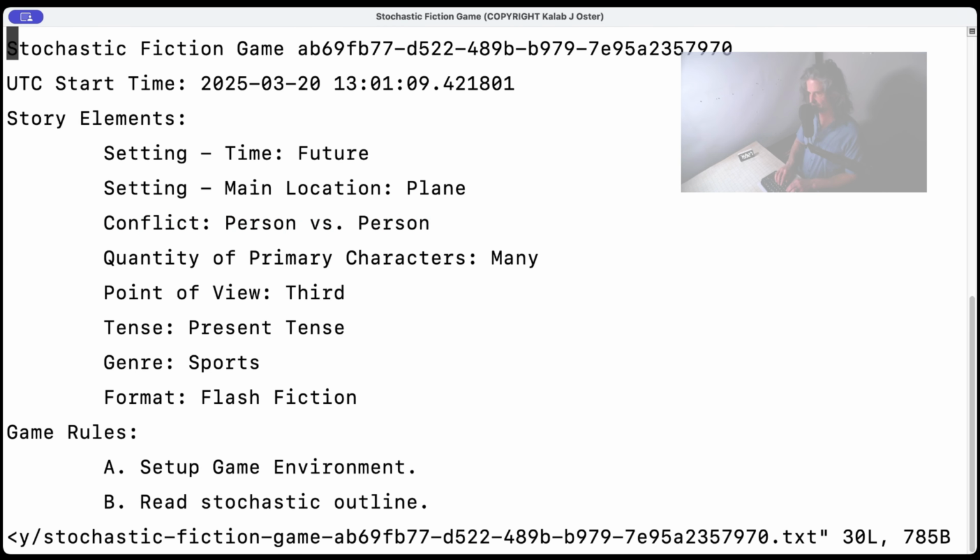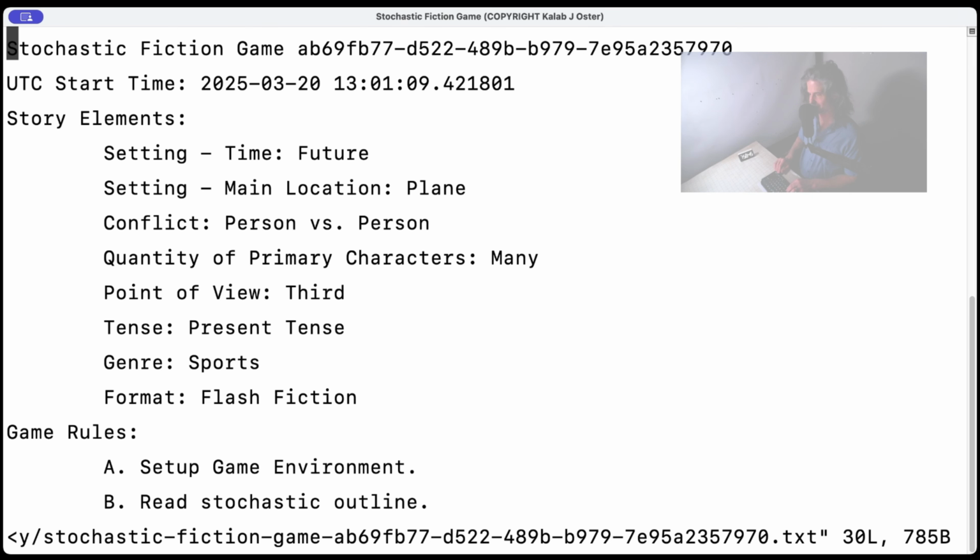For today's stochastic fiction game story elements, we have: setting time, future; setting main location, plane; conflict, person versus person; quantity of primary characters, many; point of view, third; tense, present tense; genre, sports; format, flash fiction. Those are the story elements for today's stochastic fiction game.